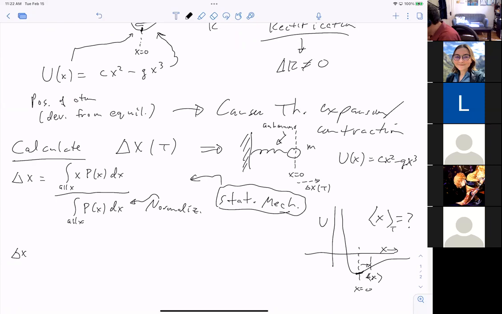It's going to be the integral from negative infinity, all possible locations of the atom, the x times the p of x. And p of x is the probability that the atom is at a certain x. And can somebody tell me what that is going to be? Can anybody guess?